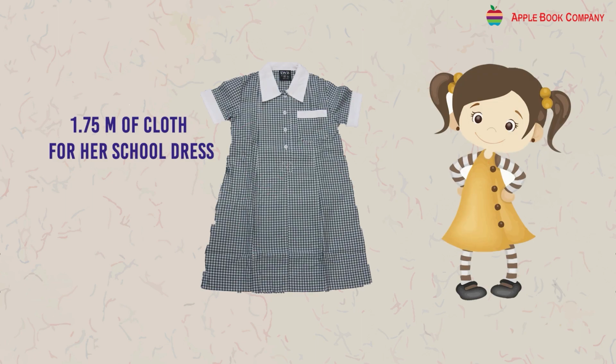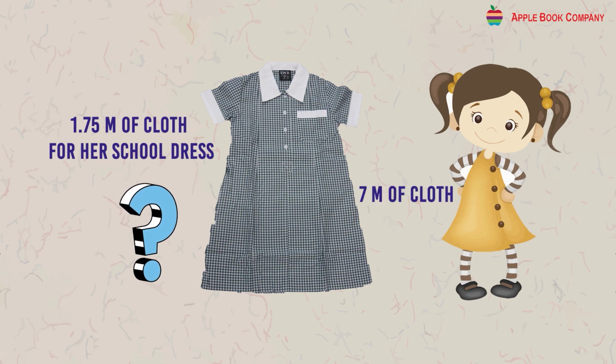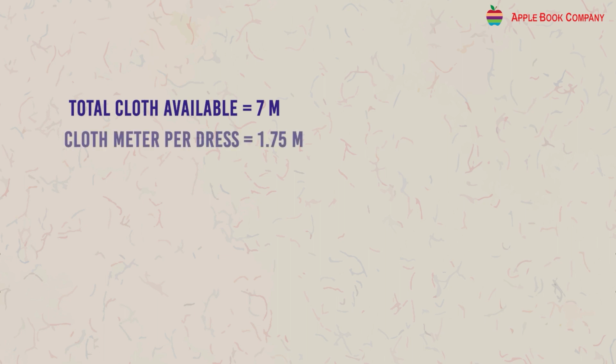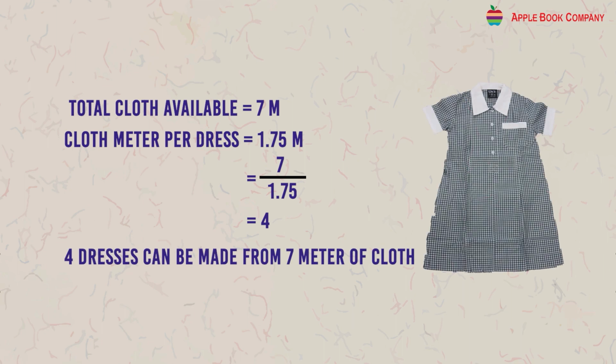Question number 4. Sonia needs 1.75 meters of cloth for her school dress. How many dresses can be made for her in 7 meters of cloth? Total cloth available is equal to 7 meters. Cloth needed per dress is 1.75 meters. So 7 divided by 1.75 is equal to 4. Therefore, 4 dresses can be made from 7 meters of cloth.